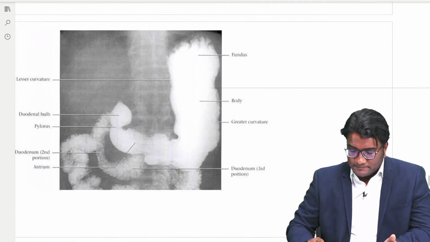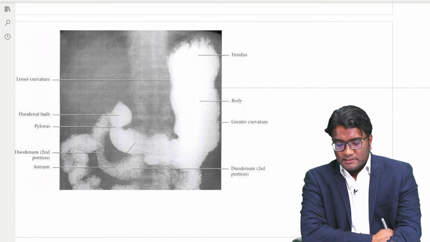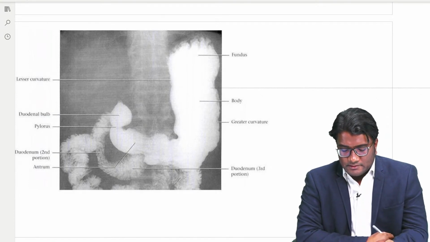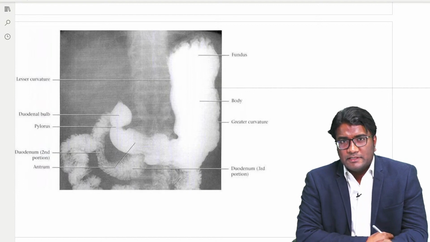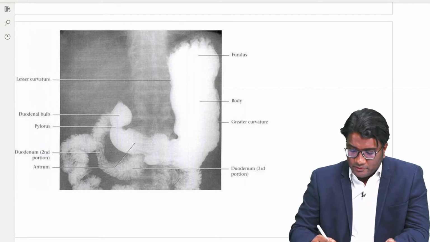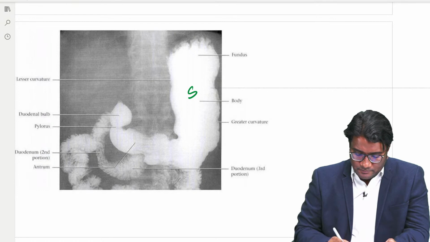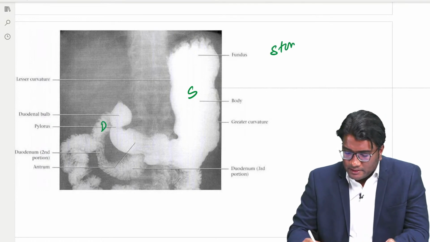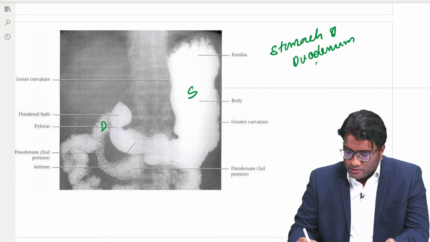And what is this? What do you think is this image? Is it CT enteroclysis or MR enteroclysis, barium meal follow through? Here you are seeing the stomach and the duodenum, the first part of the duodenum and the C-shaped loop of duodenum. So when you can see the stomach and duodenum, this is your barium meal only.